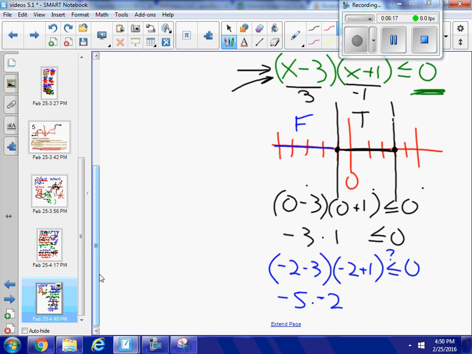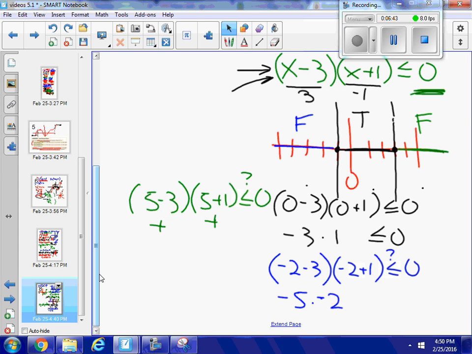Let's try a number now in this segment over here. Well, it has to be greater than 3. Let's try 5. So I have 5 minus 3 times 5 plus 1. Is that less than or equal to 0? No. This is going to be a positive number. Positive number times a positive number is a positive number. It's greater than 0. So it's false over here.